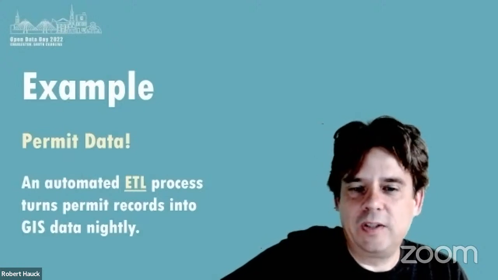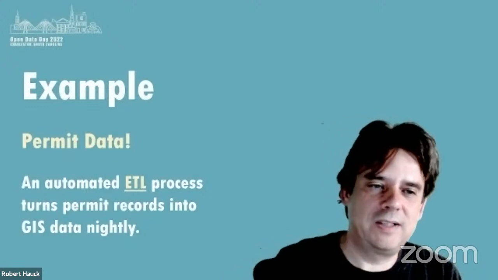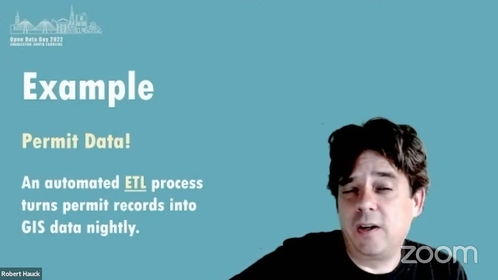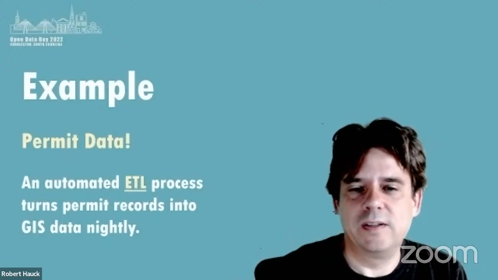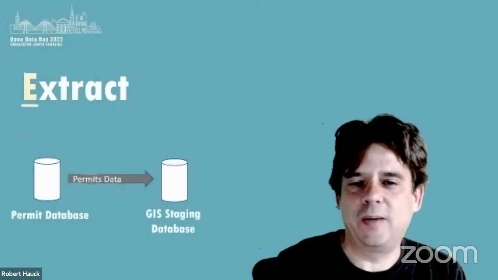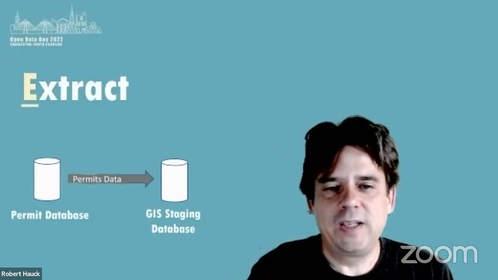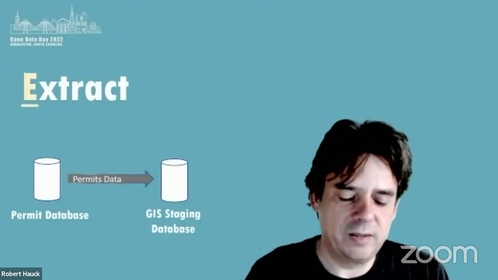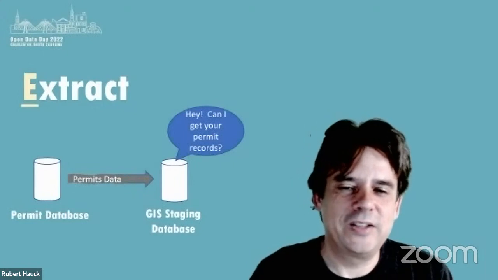We'll use an example of permit data out of our permit system. This is an outside database, completely outside of GIS. We have an automated ETL process that turns those permit records into GIS data every night. Let me walk you through how that happens. We've got the permit database, and we've got a GIS staging database where we build the data before we publish it. And luckily, these databases can talk to each other.